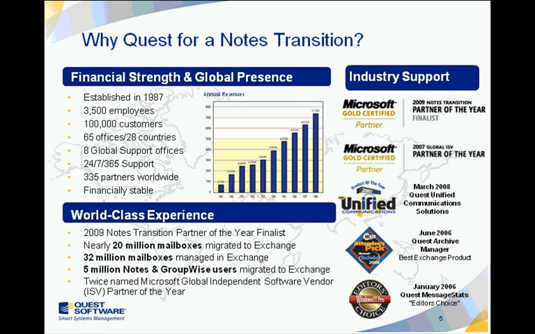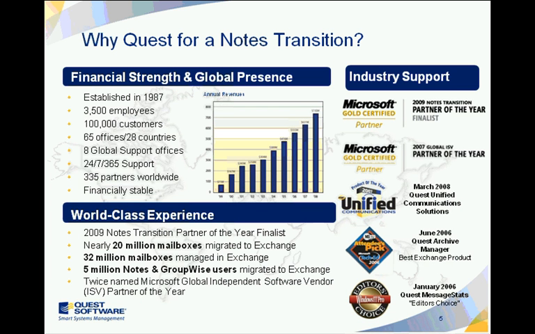Just a little bit about who Quest is. A big part of migration is mitigating risk of downtime or data loss. I don't think that's any secret to those of you who are looking into it already. With Quest, you're getting a company that's been doing migrations for years. We've done a lot of them. We have some industry support to back it up, whether it's the Microsoft Global ISV Partner of the Year Award in 2007, or the Notes Transition Partner of the Year Finalist Award just last year in 2009.